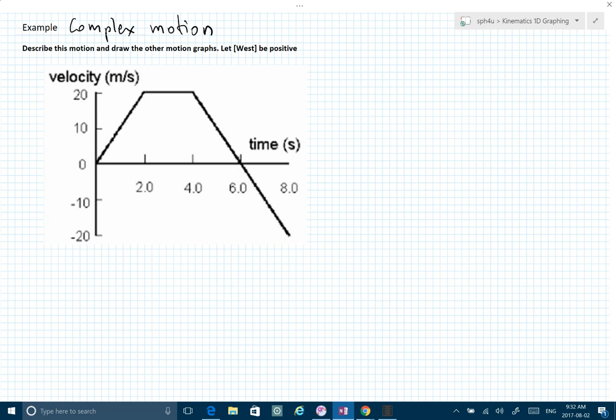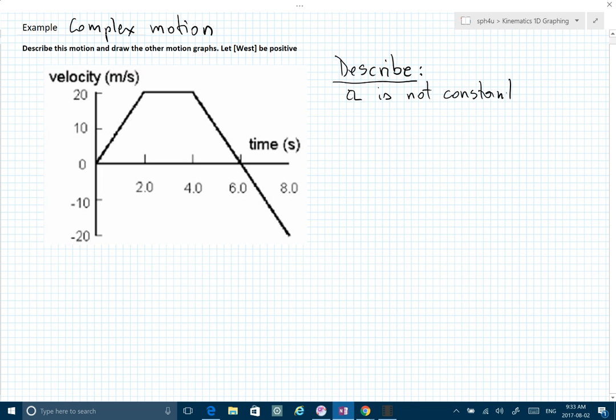So the requirement here is to describe the motion and to produce the other motion graphs. We're going to sketch them. And it says here, let west be positive. All right. So first, let's describe the motion. In order to describe it, since it's a complex motion, as you can see, the acceleration is not constant, right? So what we have to do is divide it into sections where the acceleration is constant.